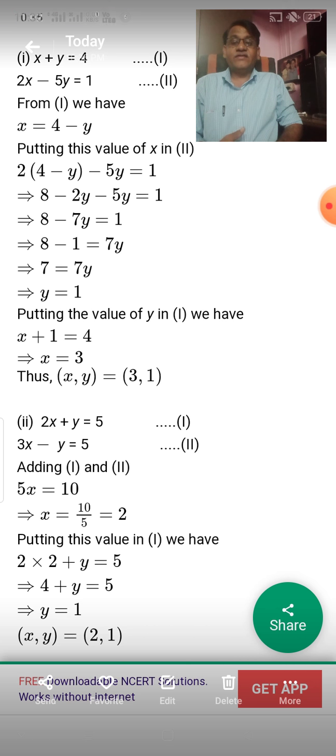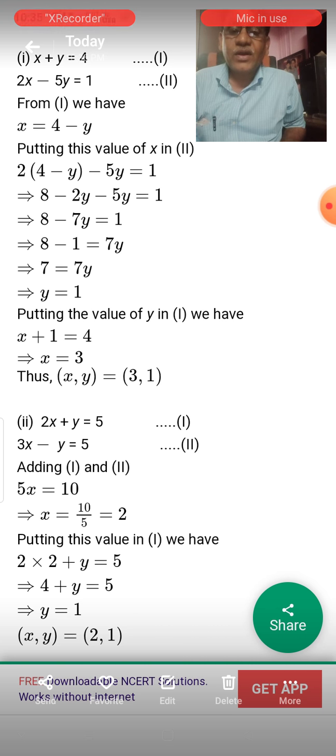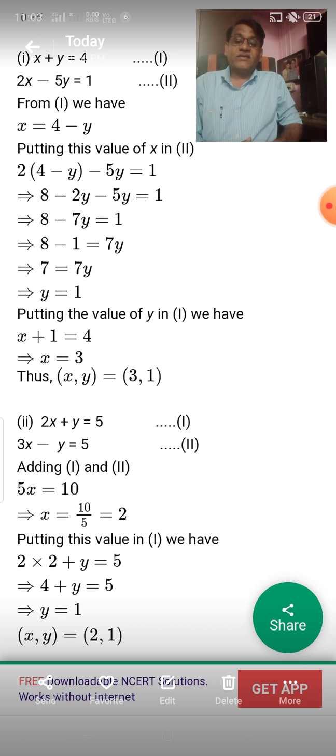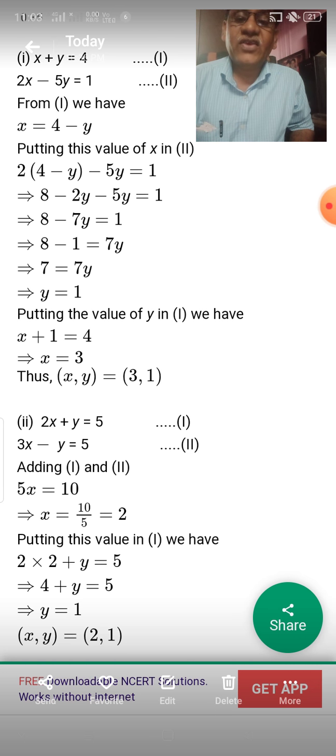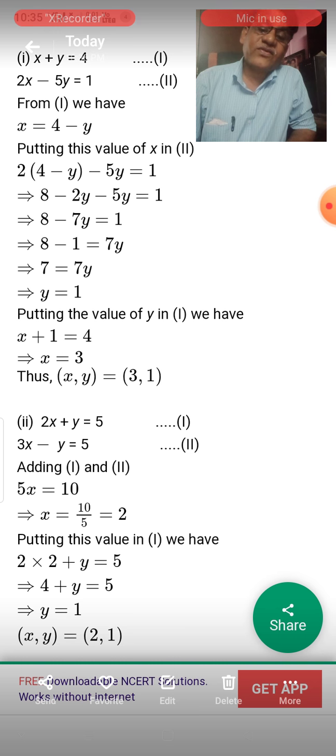Now see, when you add these two equations, 1 and 2, what do we get? 2x + 3x = 5x, and 5 + 5 = 10, so 5x = 10. So x = 10/5, which means x = 2. Putting this value of x in equation 1, you get 2 × 2 + y = 5. That is 4 + y = 5, so y = 5 - 4, which means y = 1.